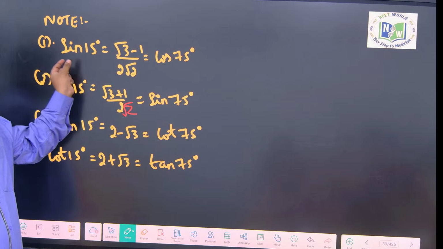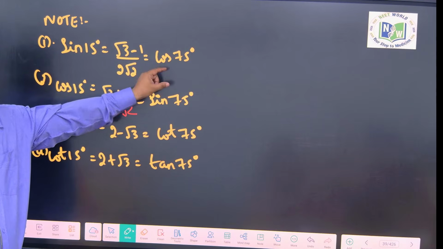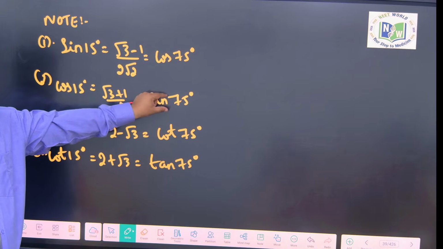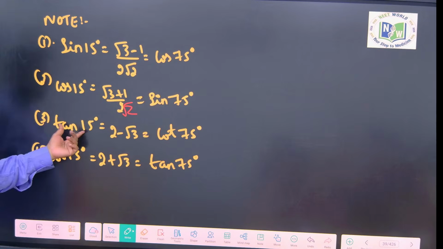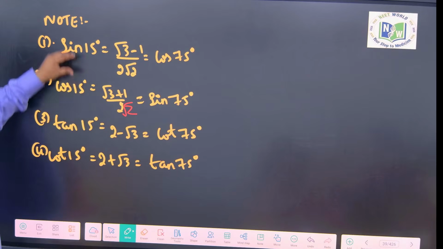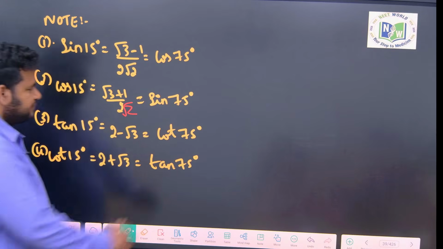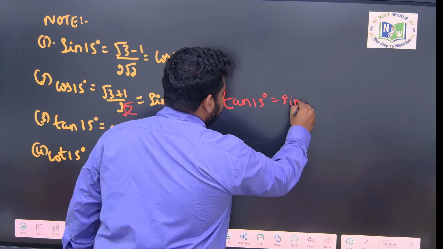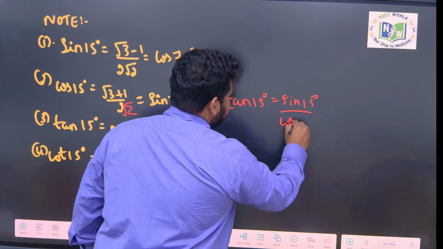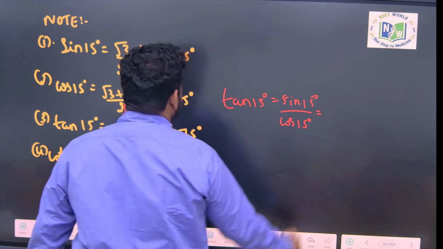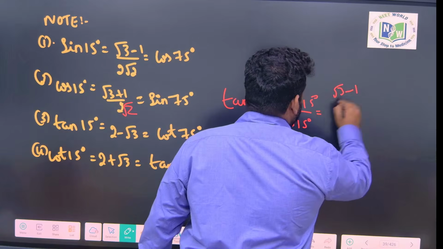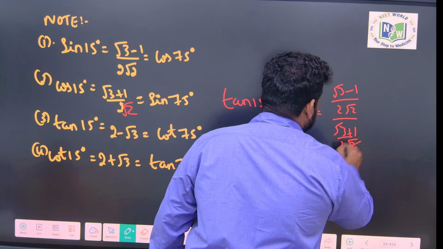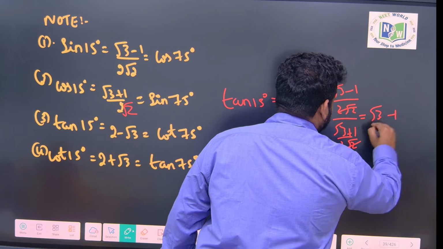Sin 15 means its complementary is cos. So cos 15 means sin 75 degree. Now tan 15 degree is what? Tan is sin by cos. So tan 15 degree will be sin 15 degree by cos 15 degree. Sin 15 degree is root 3 minus 1 by 2 root 2, and cos 15 is root 3 plus 1 by 2 root 2. This and this will cancel. I will have root 3 minus 1 by root 3 plus 1.